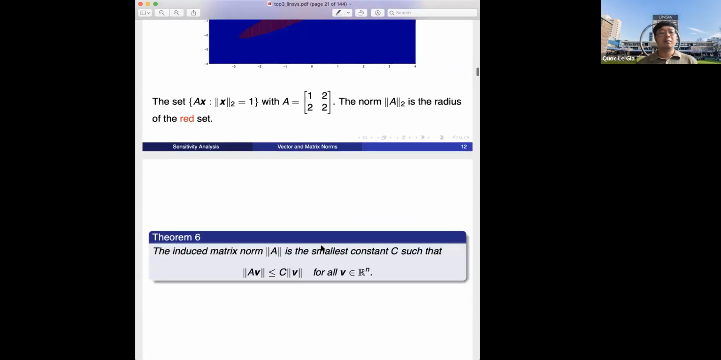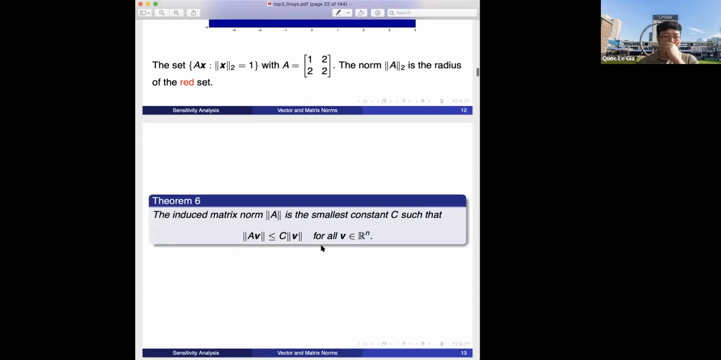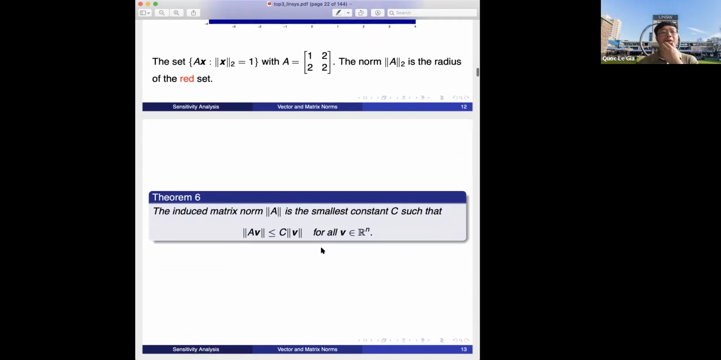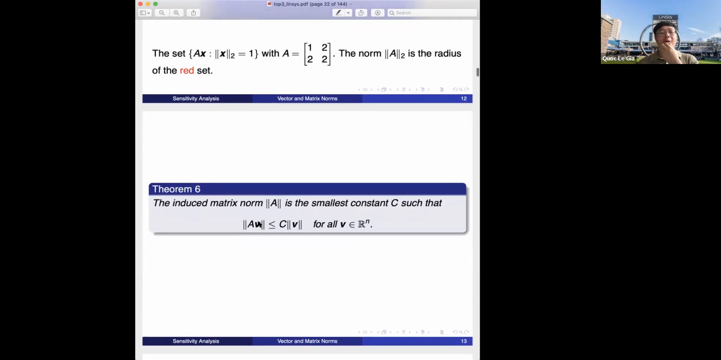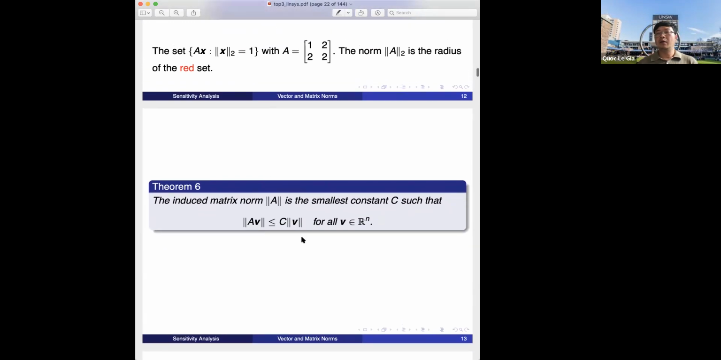Now my claim is that the norm of the matrix is the smallest constant C such that if you take the norm of AV, it is less than or equal to C times the norm of the vector V. So why is that?